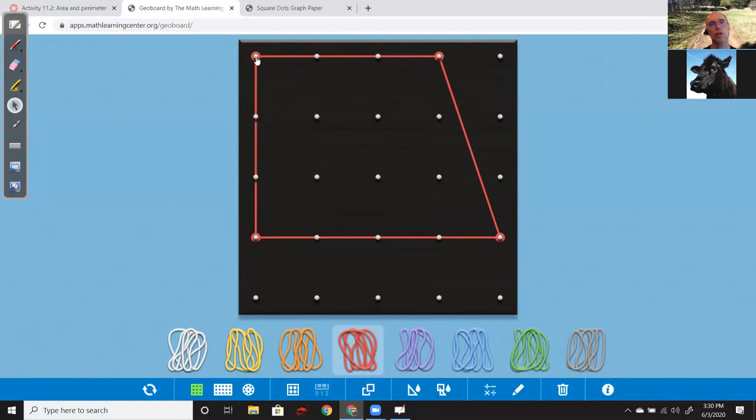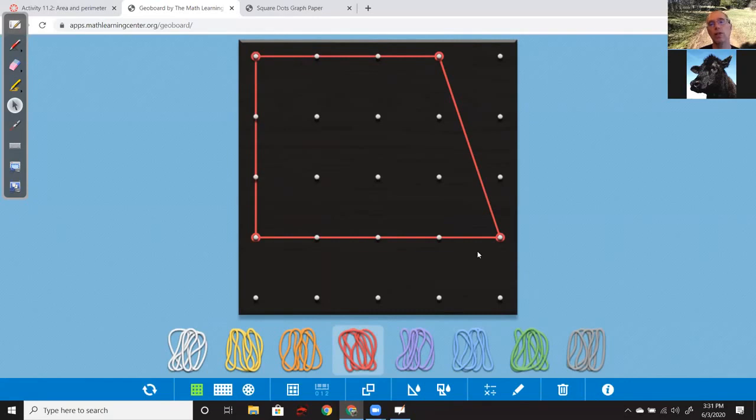So this is a trapezoid here. I could move that point over there. That's a trapezoid as long as I retain a pair of parallel sides. So that would be another trapezoid right there. But this right here would not be a trapezoid because I do not have a pair of parallel sides. So that's not a trapezoid. So I'm going to go with my original one right here. That is definitely a trapezoid.